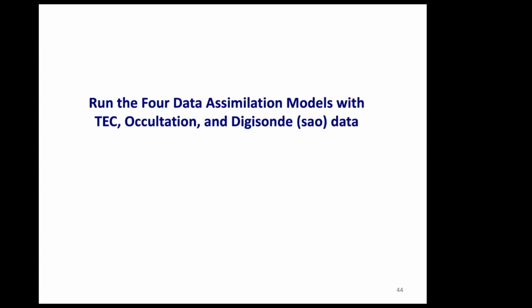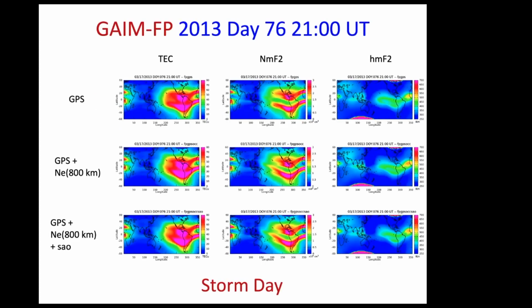As it turns out, 2 of the 4 GAIM models were not able to assimilate the ionosphere Digisonde data. Therefore, I will only show the effect of the 3 data types on the GAIM full physics model. This slide shows the results for the GAIM full physics model at 21 UT on a storm day.